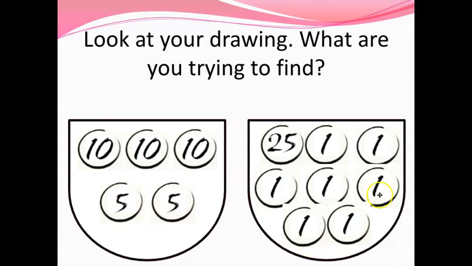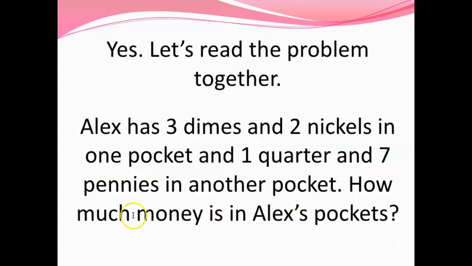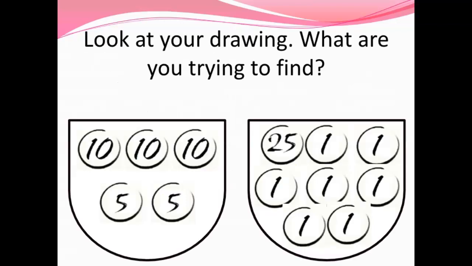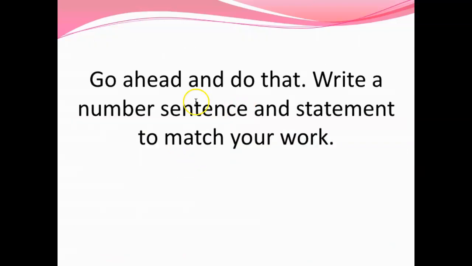Okay, so your drawing should look something like this. This is pocket 1, this is pocket 2. What are we trying to find? Remember, we are trying to find how much money is in Alex's pockets. So we need to find the total value of coins in pocket 1 and in pocket 2. So I want you guys to add up the coins in pocket 1, add up the coins in pocket 2. Once you've done that, I want you to write a number sentence and statement to match your work. So let's pause and do that now.